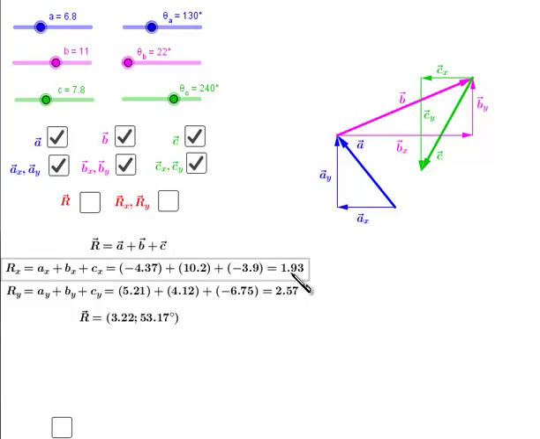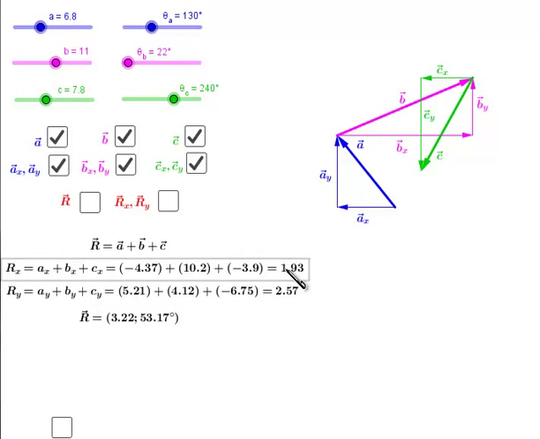When we add up the y components, we get 5.21 positive, notice, 4.12 positive, but the scalar component for this vector component is negative, minus 6.75. When we add them up, we get 2.57. So again, we get two positive numbers here. That doesn't have to be the case all the time. You could get positive numbers, negative numbers, in any of four combinations. Positive, positive, positive, negative, negative, positive, negative, negative.